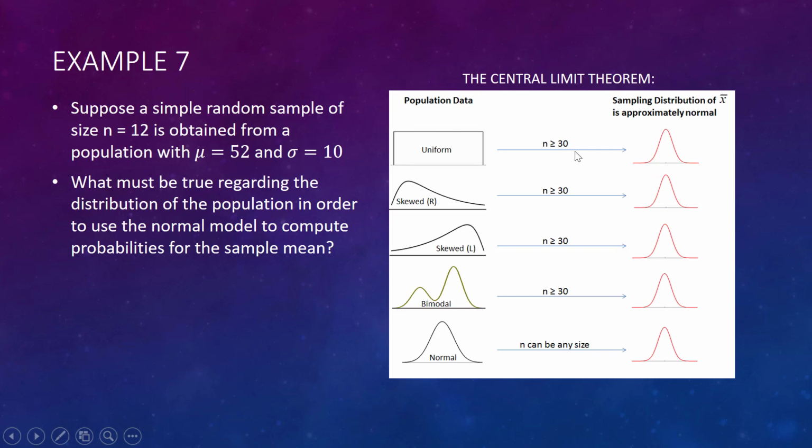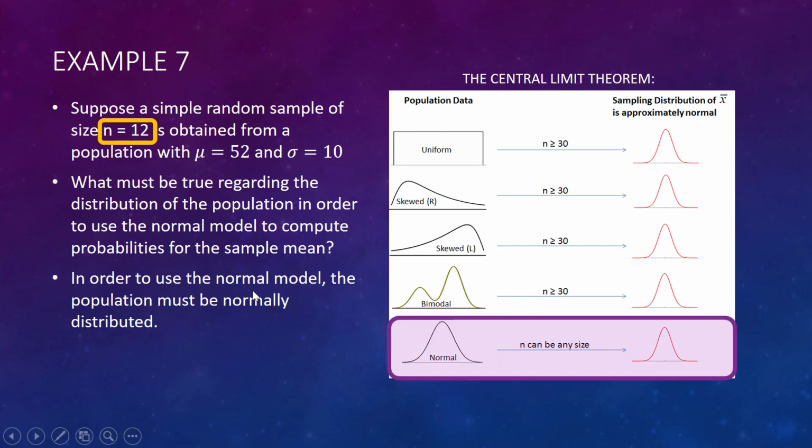Remember, if we have a sample size that is larger than or equal to 30, then the distribution of our population does not matter. But what sample size are we given here? We're given a sample size of n equals 12. Therefore, this rule is not applicable. So the only way that I can obtain a sampling distribution that is normally distributed is if I start out with a population which itself is normally distributed. So in order to use the normal model on my sampling distribution, the population must be normally distributed. Otherwise, there's nothing I can do with this problem.